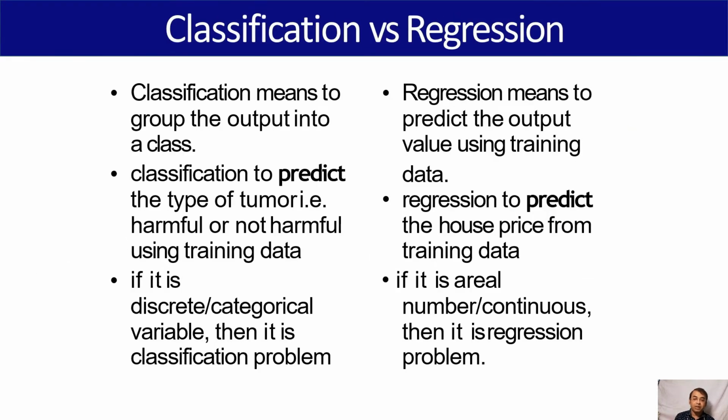Difference between classification and regression. Classification means to group the output into a class. Regression means to predict the output value using training data. Classification, for example, predicts the type of tumor, harmful or not harmful, using training data. Regression predicts the house price from training data. If it is a discrete or categorical variable, then it is a classification problem. If it is a real number or continuous, then it is a regression problem.